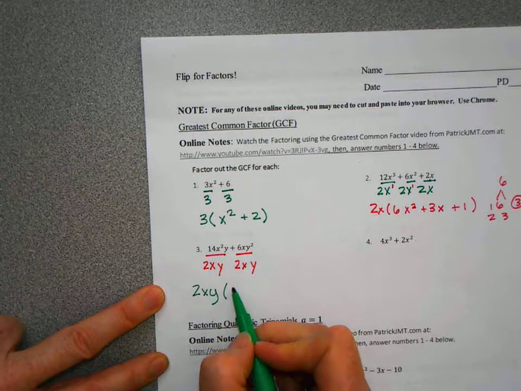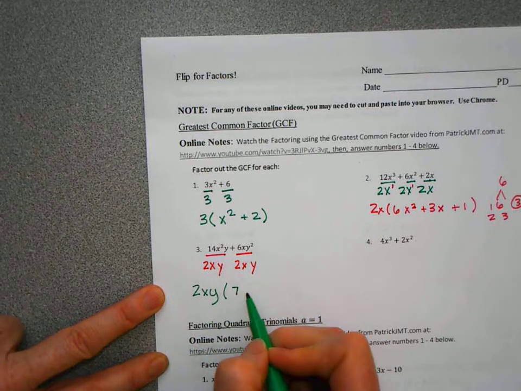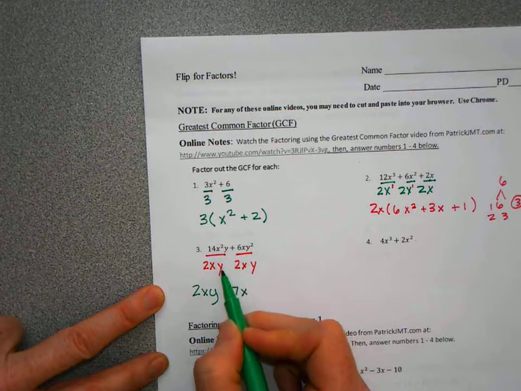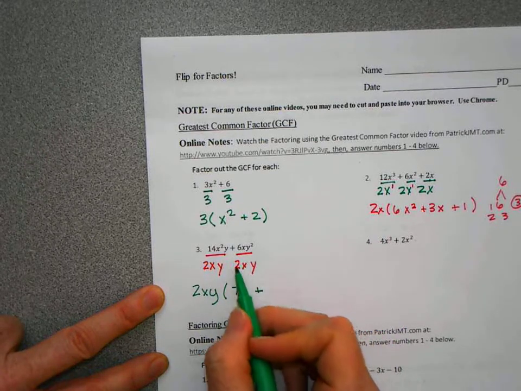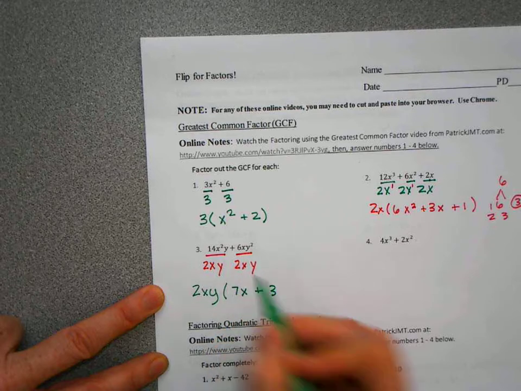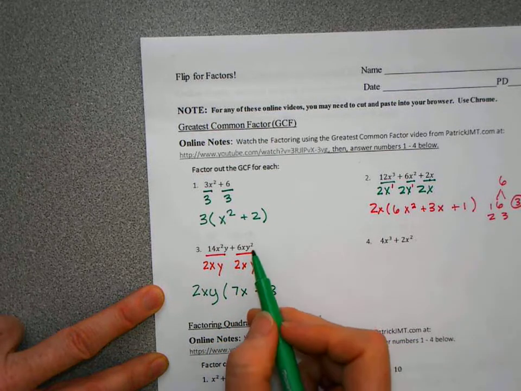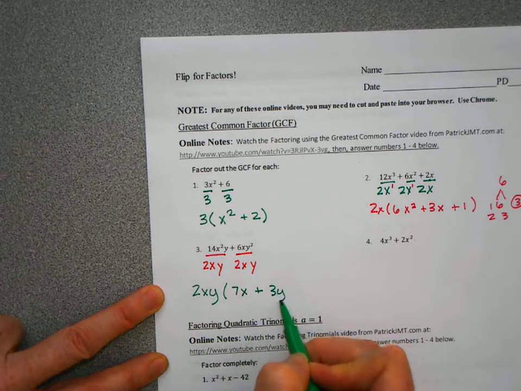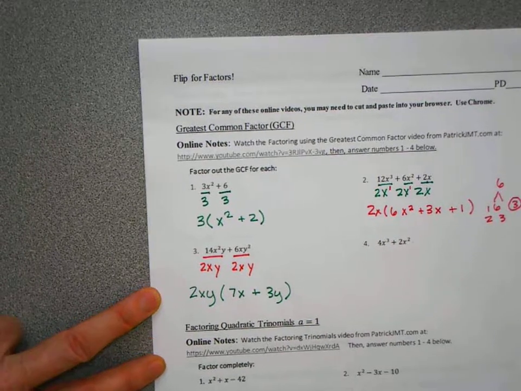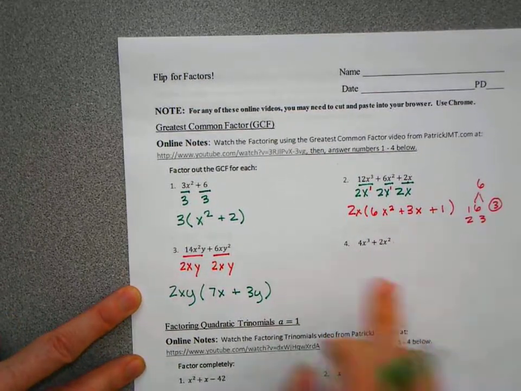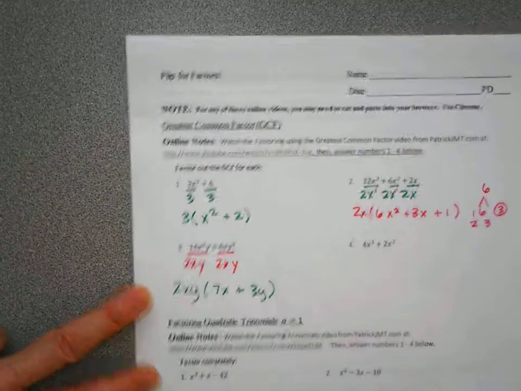14 divided by 2 is 7. X squared divided by x leaves 1x. Y divided by y leaves 1, so we're done there. Plus 6 divided by 2 is 3. X divided by x is just 1. Y squared divided by y leaves 1y. And there, I am fully factored. Okay? This last one you can do on your own.